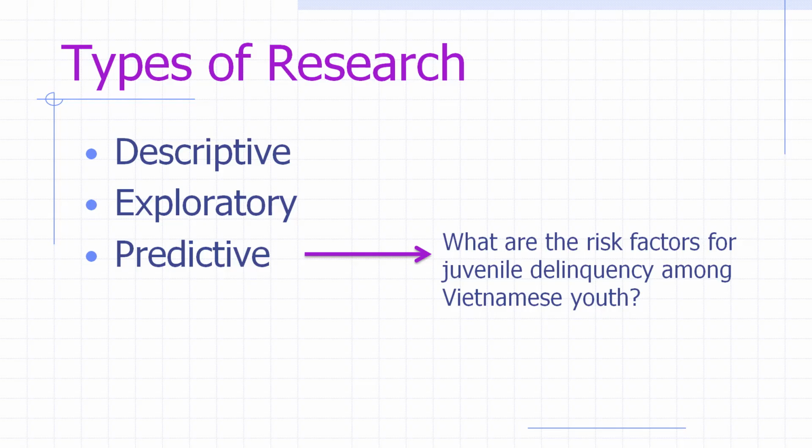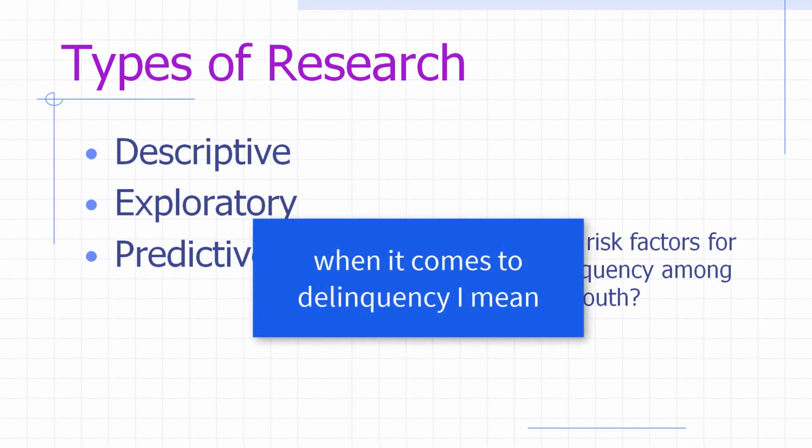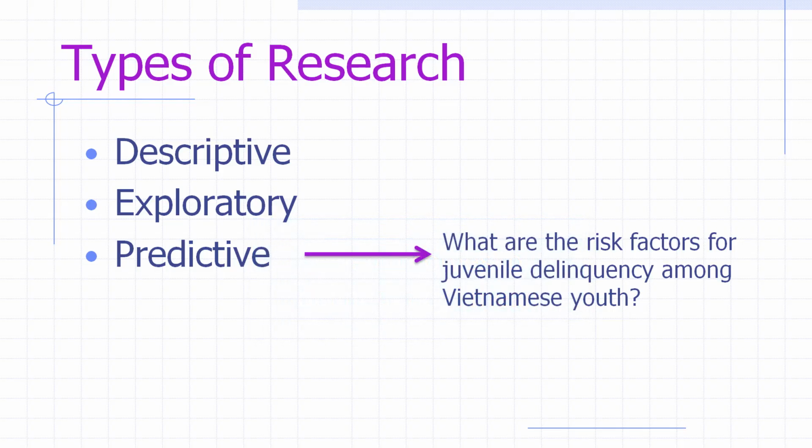Now, you'll notice here I specifically used Vietnamese youth because I don't know, but I think this is probably a population that we don't know a whole lot about. And so this one research question is not only predictive, but it might actually be exploratory as well. So, I did that on purpose, obviously, to show that one research study can include different types of research.